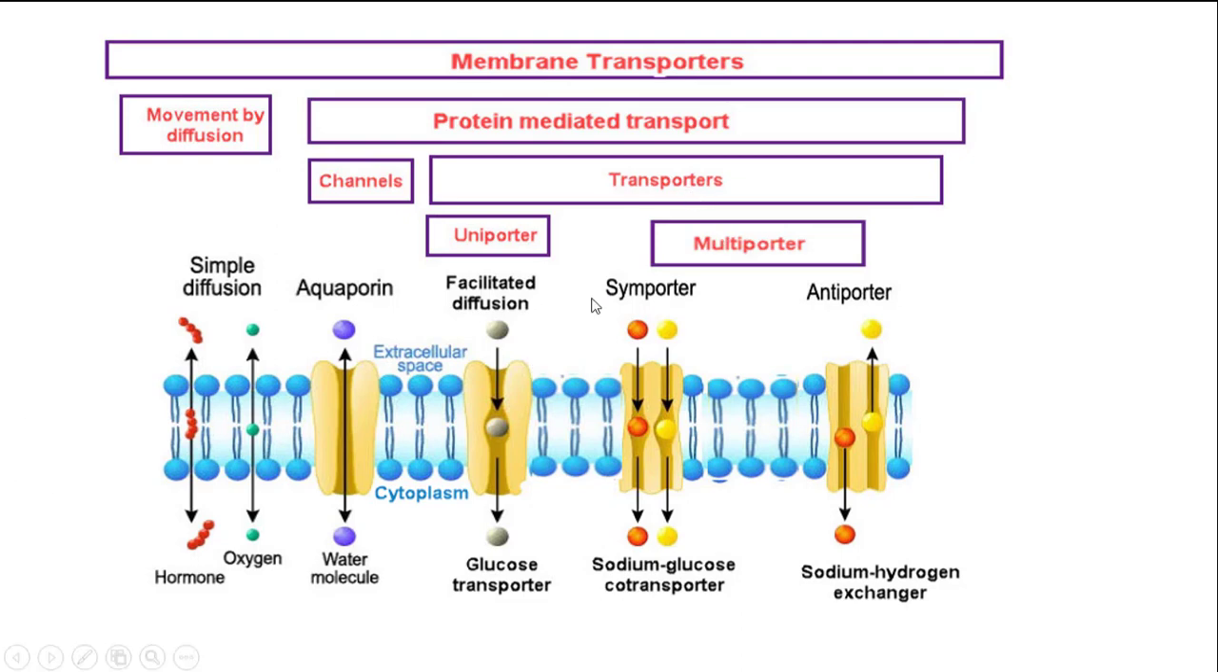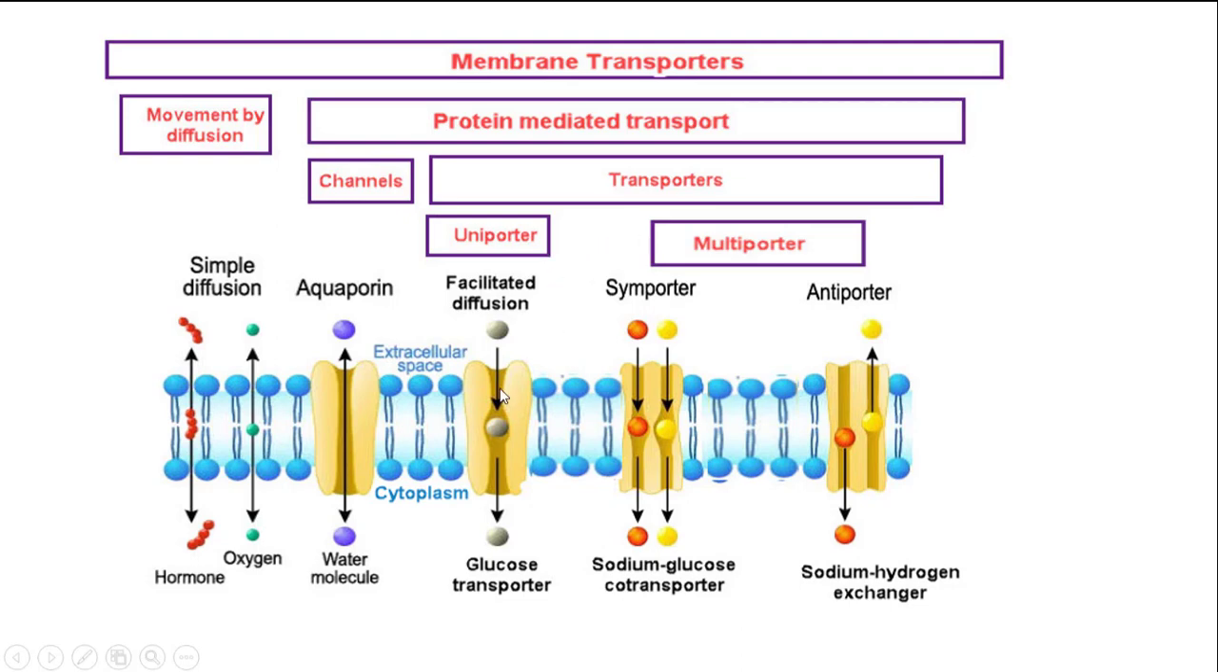Transporters are different from channels, especially in that they have a binding site on both sides of the transport protein. And usually, transporters undergo conformational changes that are not seen in channels. Transporters can further be divided into uniporters and multiporters. And again, you need to differentiate between uniporter and multiporter.